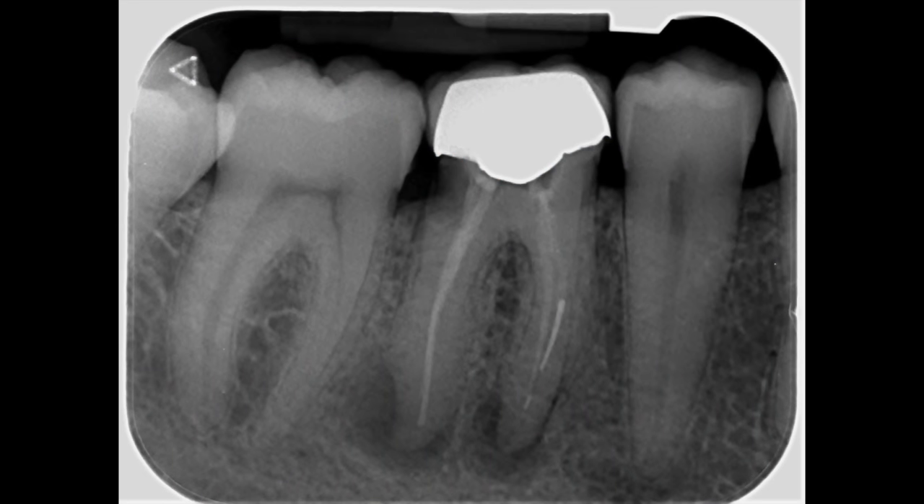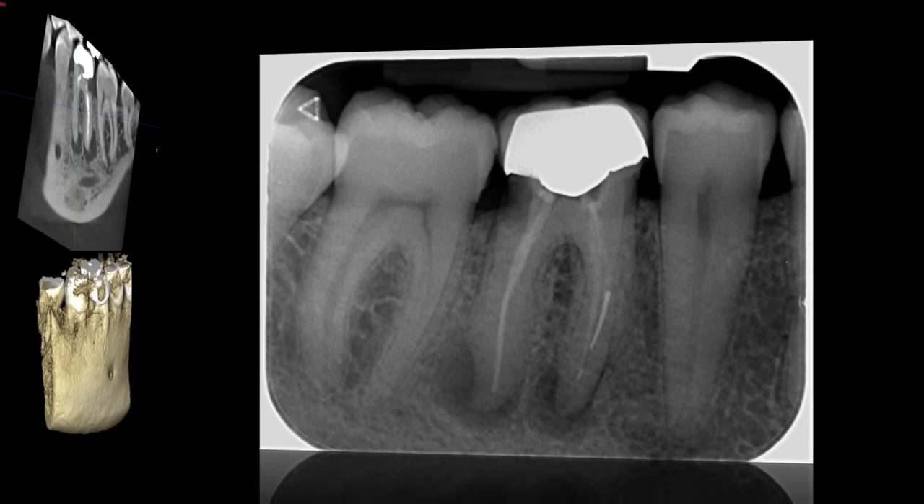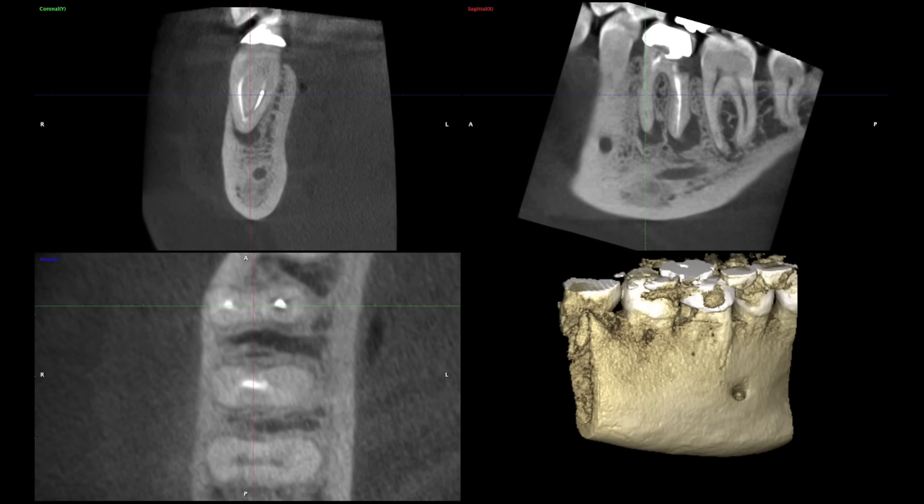So here you can see the preoperative radiograph of the mandibular right first molar. The tooth has been root filled and restored with a crown. There appears to be distal caries and a fractured instrument in the mesial root. There's a chronic periapical abscess. Small volume CBCT clearly shows the position and location of the fractured piece of instrument, and it should be quite easy to remove.